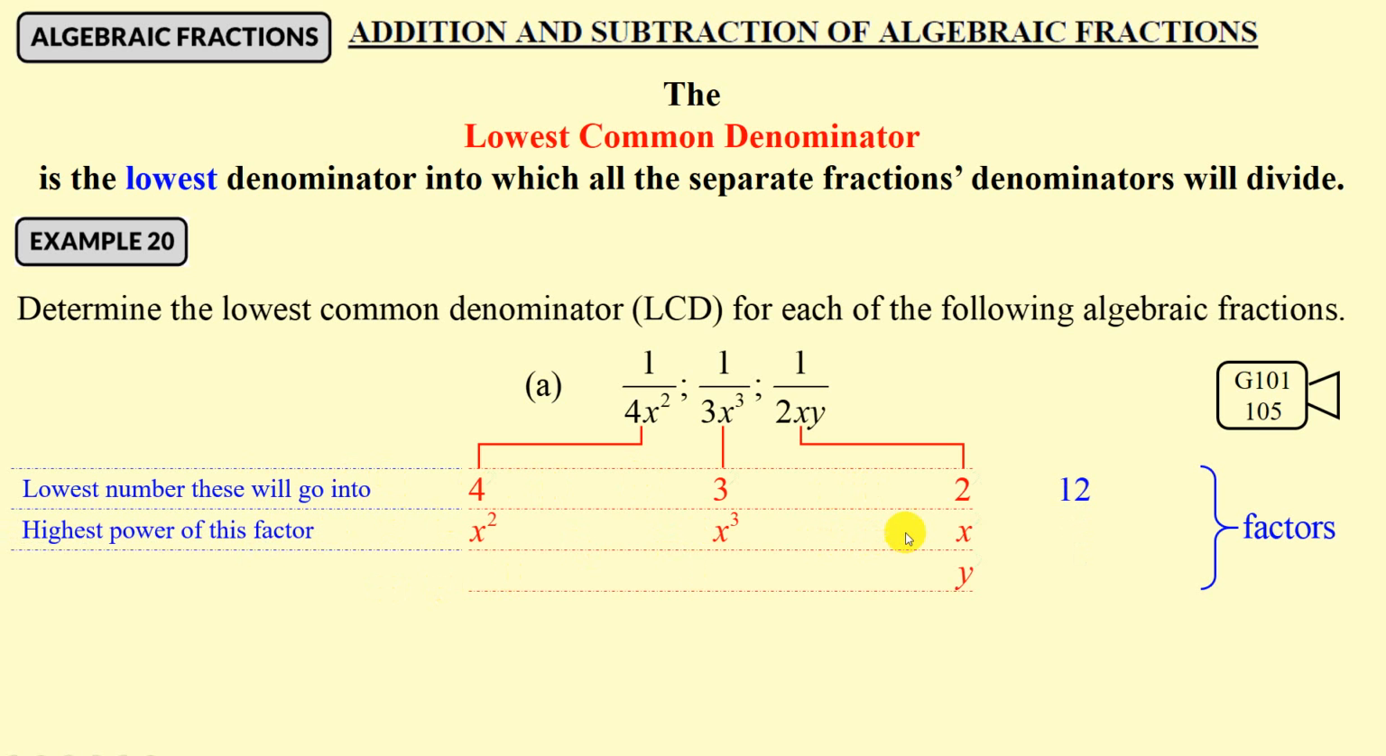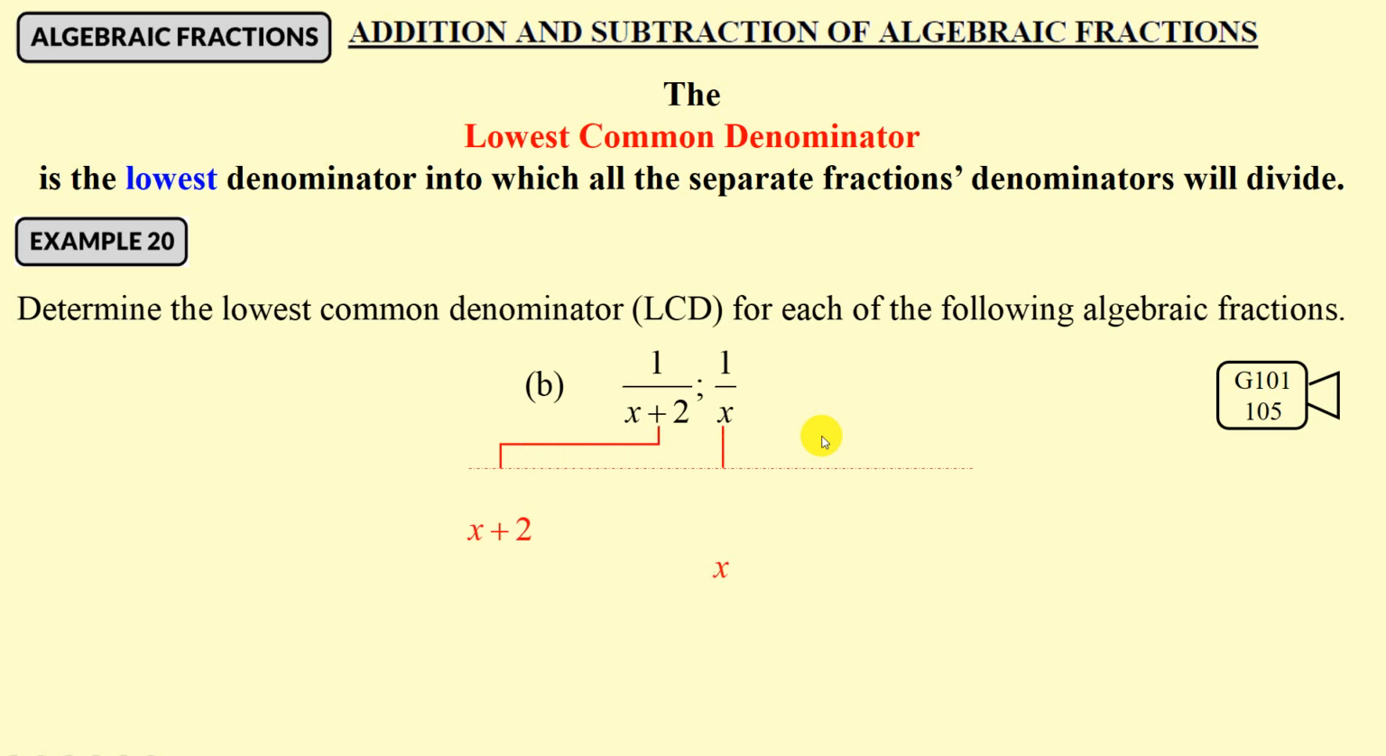Highest power of this factor. We need something that all three will go into. And if you think about it, if we have 3 different size feet and we want a shoe for all of them to go into, we've got to look at the biggest foot. So we're looking at the biggest foot there, and that's why we say x cubed. Highest power of this factor, well, there we are. And that gives us our lowest common denominator for those 3.